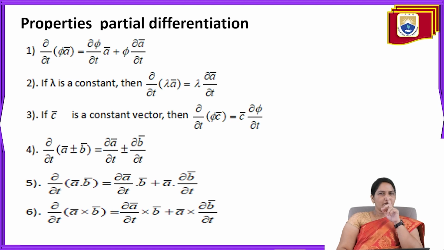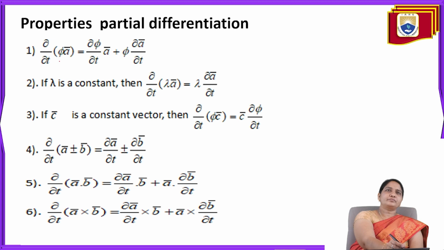So, some of the properties of partial differentiation we are going to know. Then we can use these in some of the problems. So, dou by dou t of phi into a bar equals dou phi by dou t into a bar plus phi into dou a bar by dou t. So here first we do partial differentiation for phi and a bar will remain as it is. Next phi remains as it is, and now we are differentiating a bar.